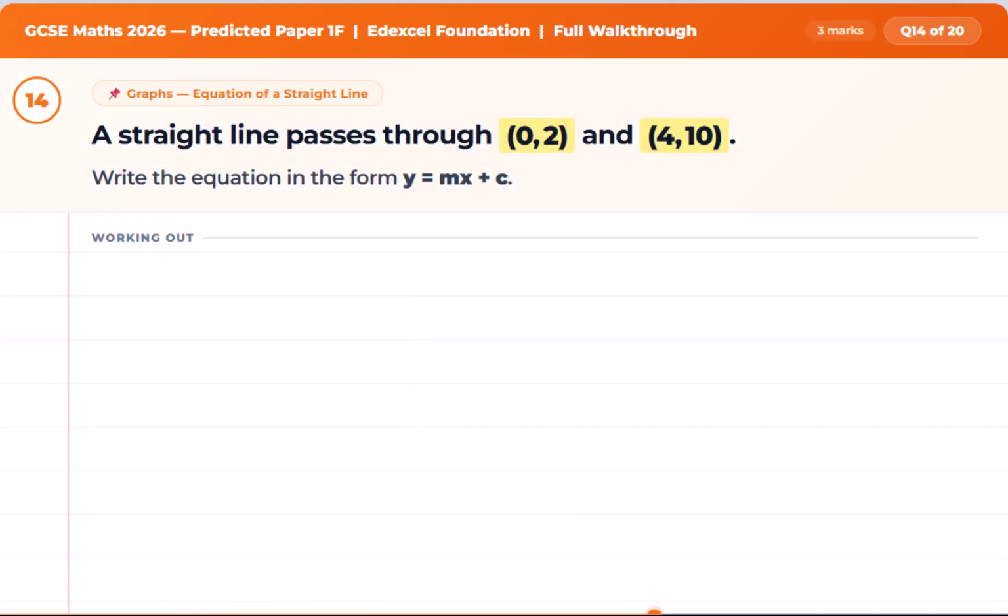A straight line passes through the points 0, 2 and 4, 10. Write the equation of the line in the form y equals mx plus c. The point 0, 2 lies on the y-axis, so the y-intercept c equals 2.